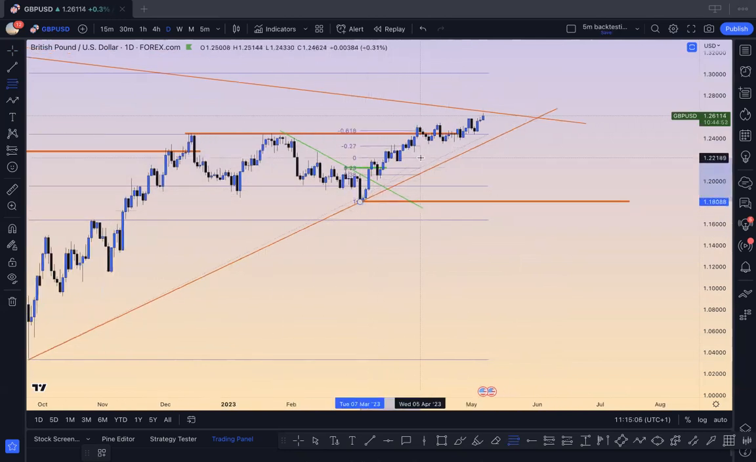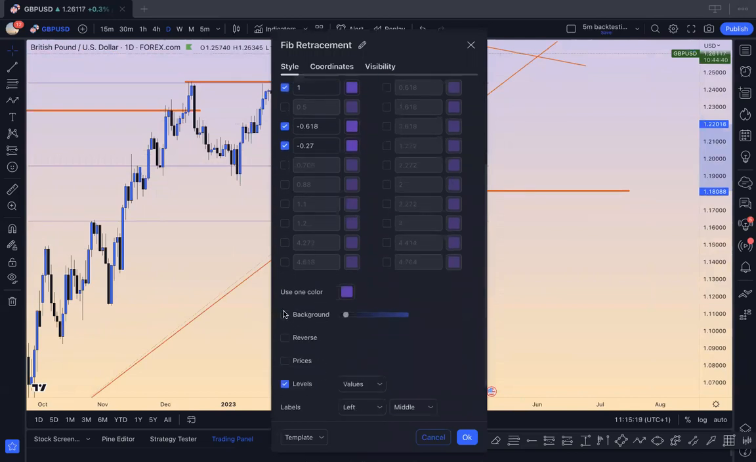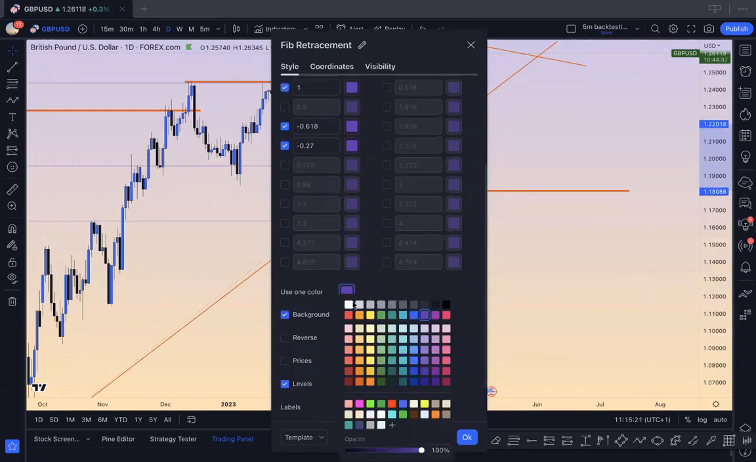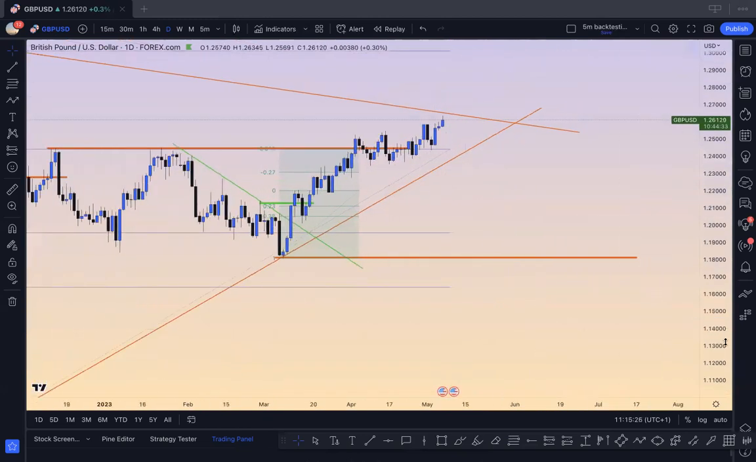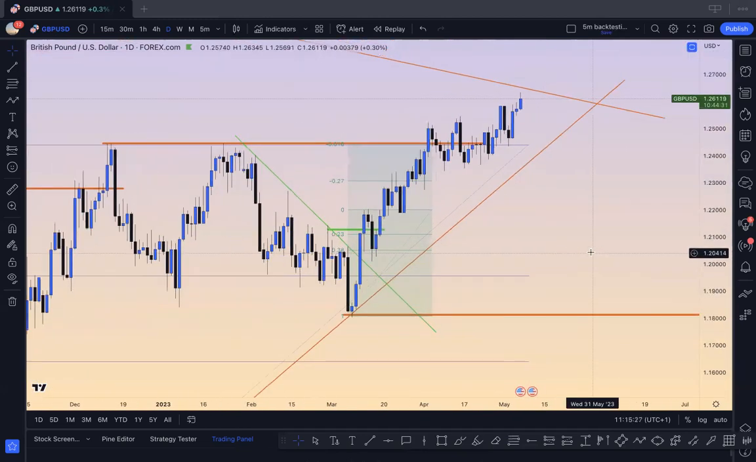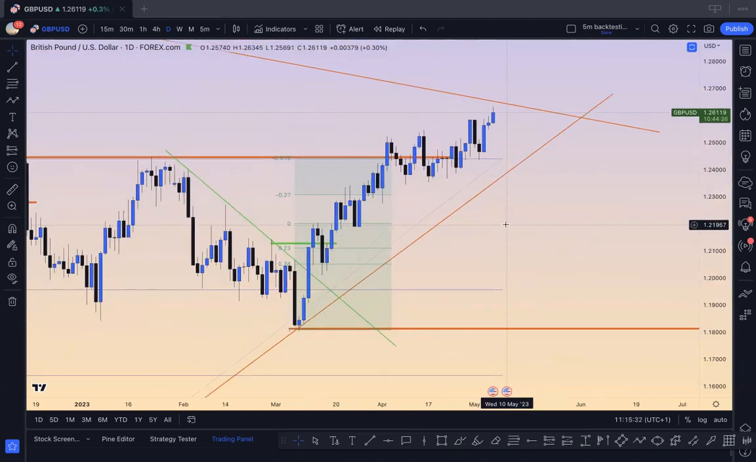So now my new fib is this one, right? Okay, so this was completed. And we can complete it. And now we use the green, right? So completed, but we did have a new break of structure. So now I have the fib of the continuation.